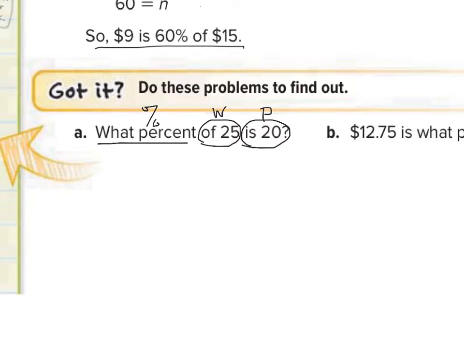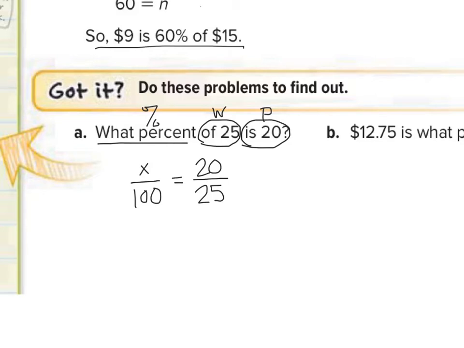So let's get it set up correctly. If you want to put your percent over 100, you can start with that if you want to. I'm going to put x for the percent because I don't know what the percent is, and that goes over 100. And then I am going to put the part, which is 20, as the numerator. It goes over the denominator, which is the whole, so that would be 25. And now that I've got it set up, I can do my cross multiplying.